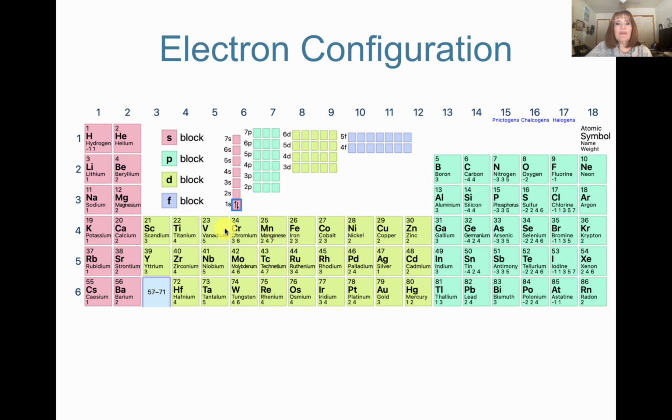One more, vanadium. Vanadium, we would fill 1s2, 2s2, 2p6, 3s2, 3p6, 4s2, and then you jump to 3d, 1, 2, 3. Vanadium ends in 3d3.